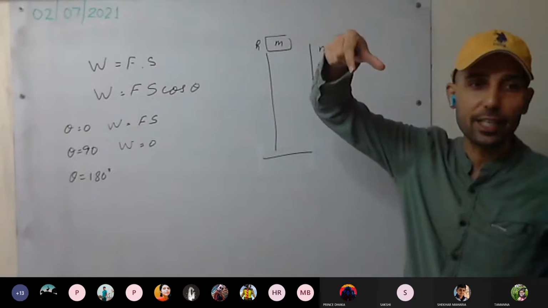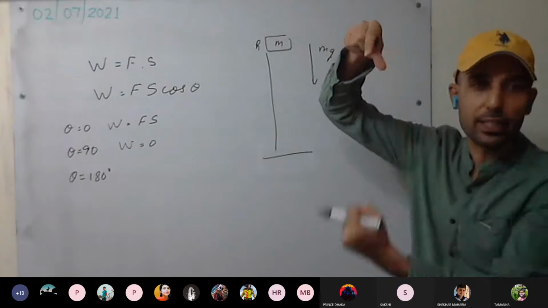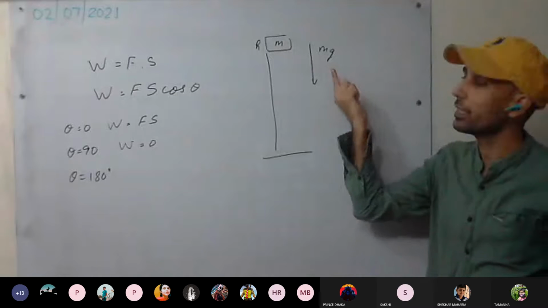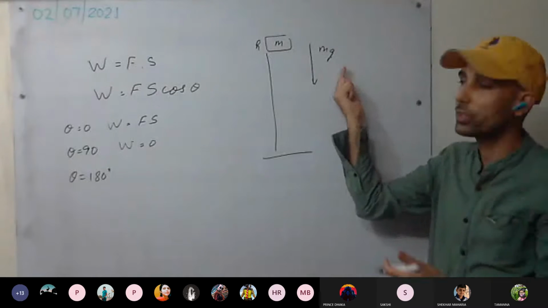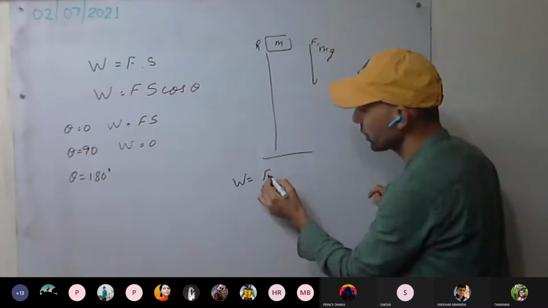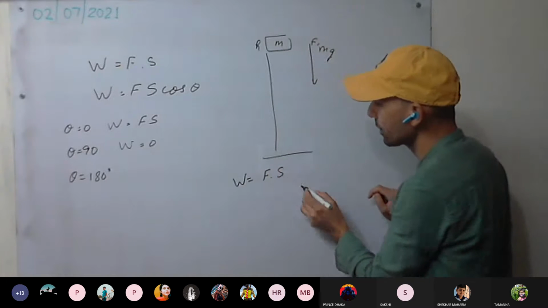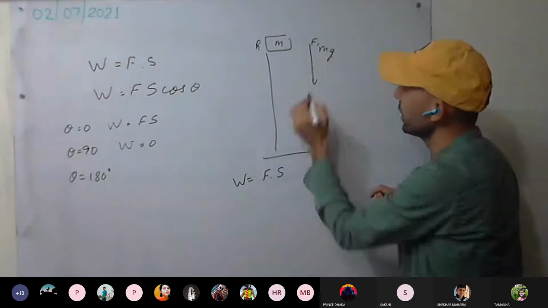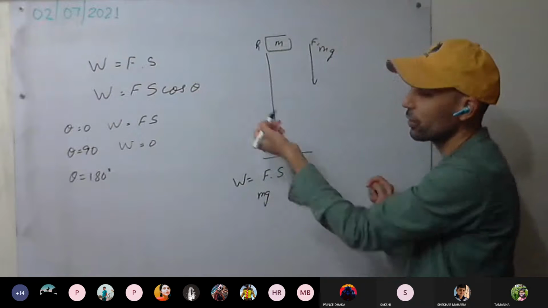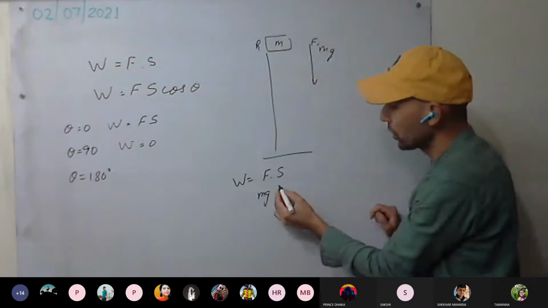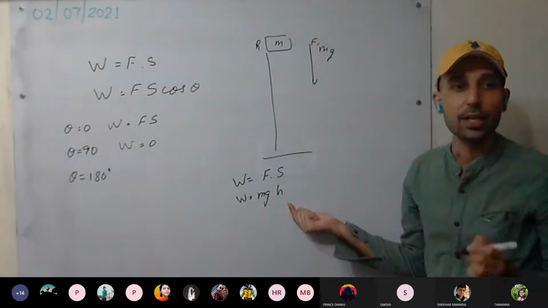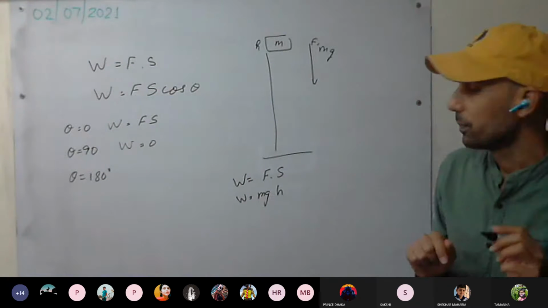While dropping, it doesn't stay here. It goes down. Why? Something is attracting it. Some force is acting on it. That is gravitational force, and its value is mg. So if we write work done equal to F dot S, F is mg, and cos theta is already 0, same direction. So it will be mgh. Work done is mgh.